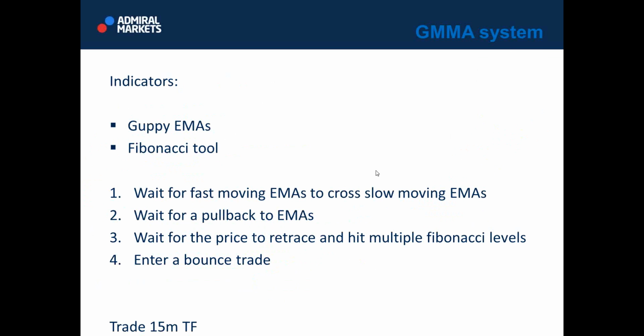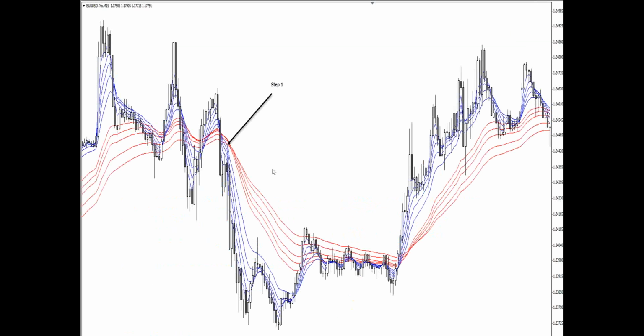Okay, so steps for taking the trades. Wait for fast-moving EMAs to cross slow-moving EMAs. That will mean that the trend has been established. Then wait for a pullback to EMAs. Now wait for the price to retrace to the red, guys, this is important, to the red EMAs. So wait for the price to retrace to red EMAs and hit multiple Fibonacci levels, and then you enter a bounce trade. So step 1, this is the first step.